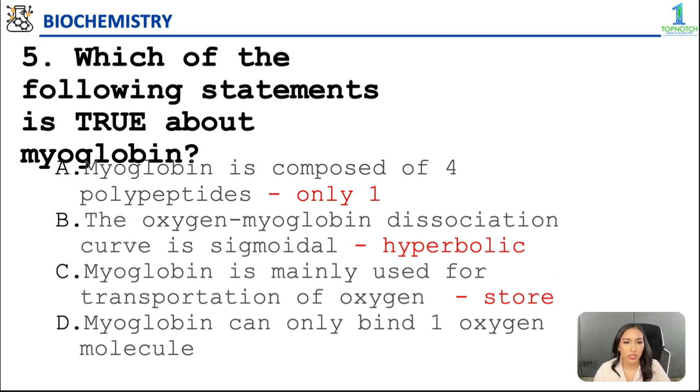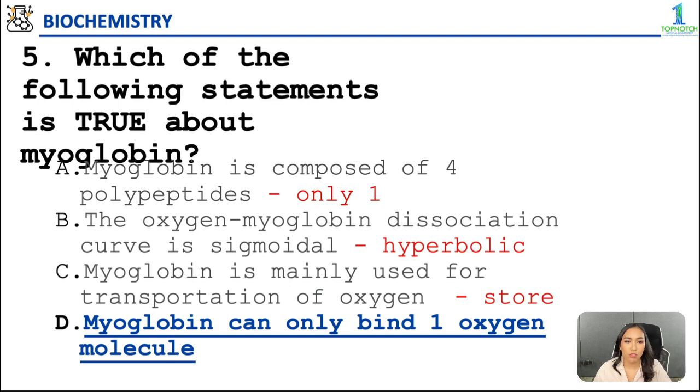And B, the oxygen myoglobin dissociation curve is sigmoidal. Sigmoidal ba? That pertains to hemoglobin. Ang myoglobin dissociation curve, it's hyperbolic. And C, myoglobin is mainly used for transportation of oxygen. No, that's hemoglobin. Myoglobin is for storage. So the correct answer is D, myoglobin can only bind 1 oxygen molecule, which makes sense.